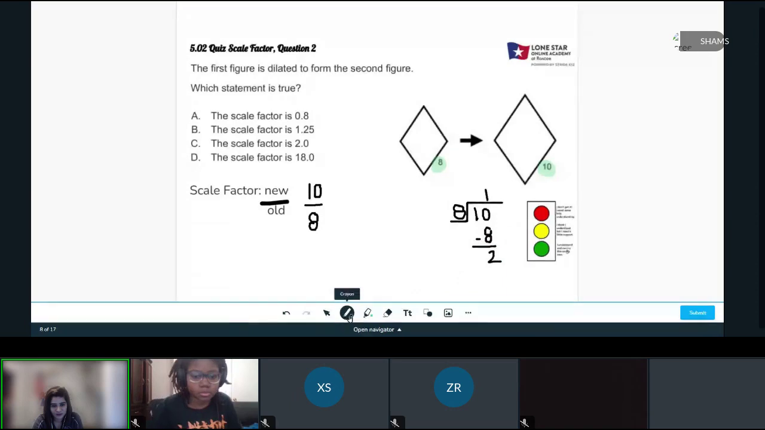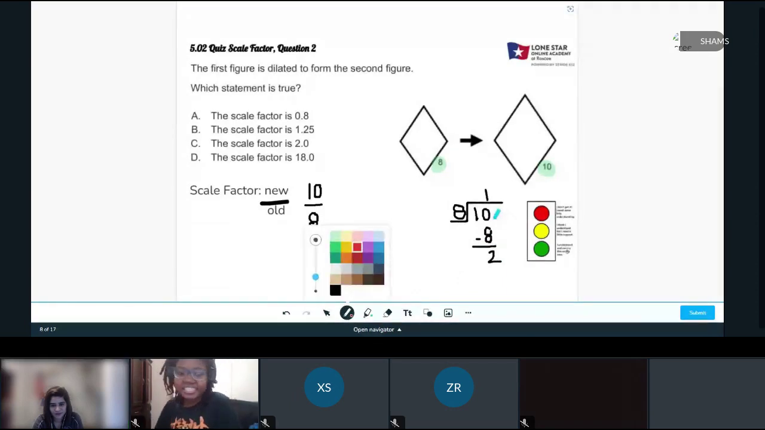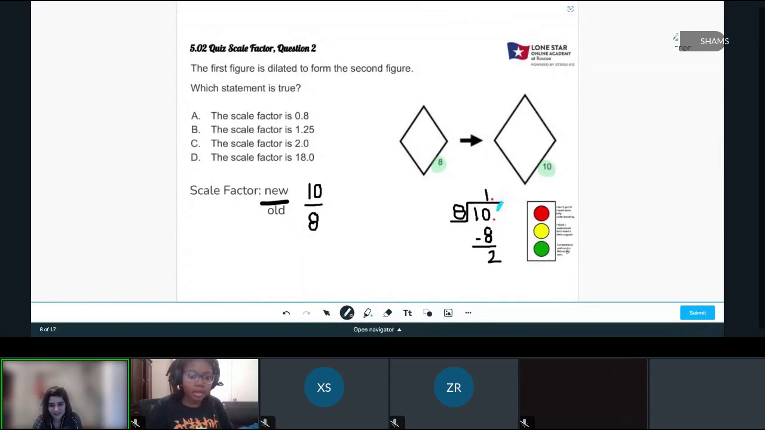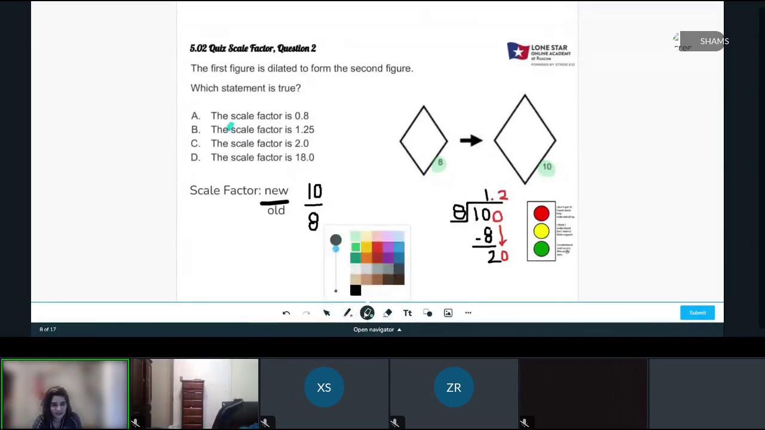Now I can add a decimal. This decimal over here allows me to add a 0 and bring it down. So that's 20. How many 8s can go into 20? 2 times 16, right? So 1.2, I can tell the answer. If you want, you can definitely do the entire division, but you can tell the answer is going to be 1.25, right? Yeah.